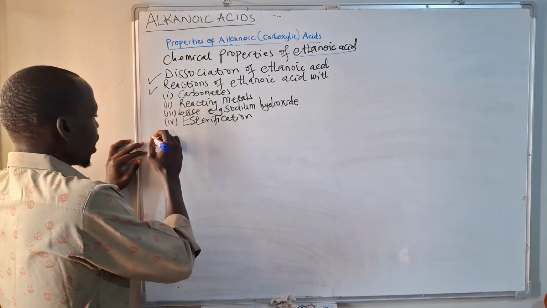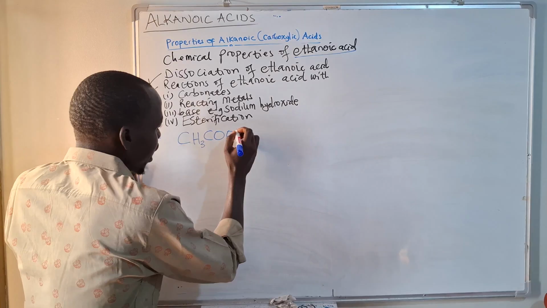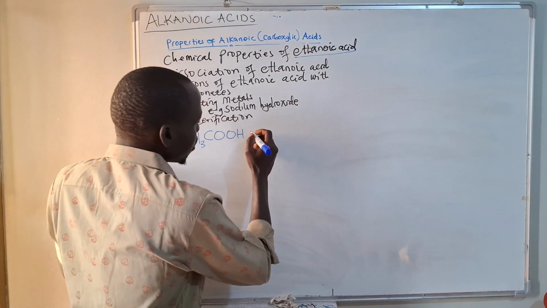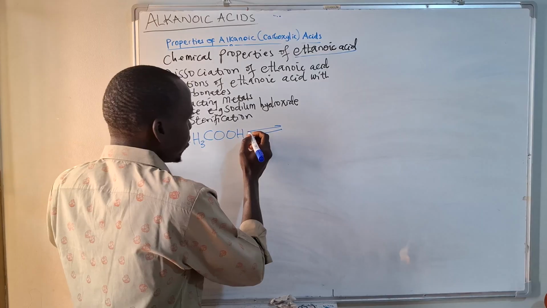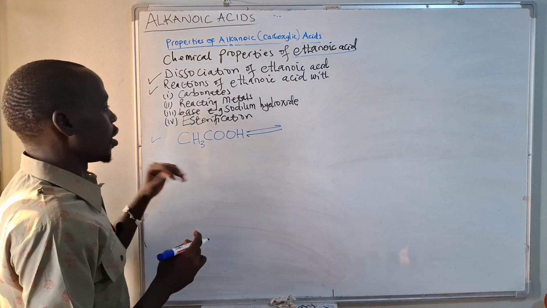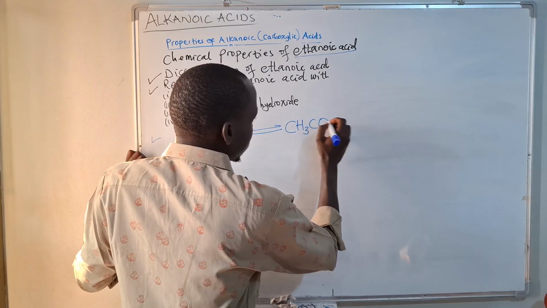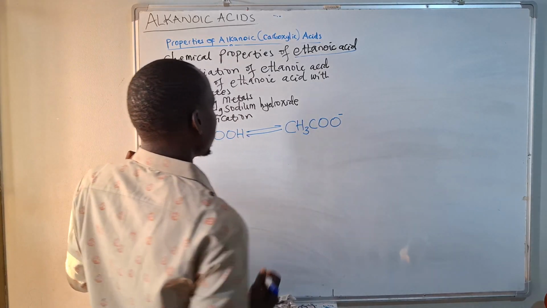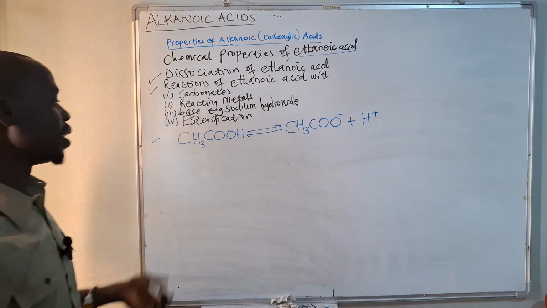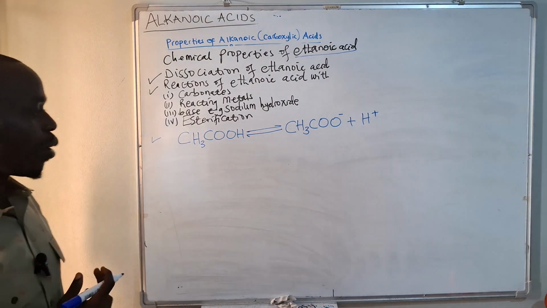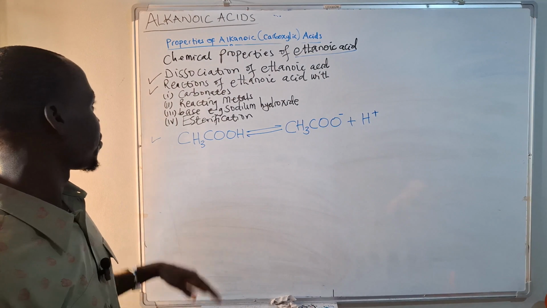So if I have this reaction, I have this ethanoic acid written like that. Then I say this one dissociates partially in water. These arrows must be of the same length, to give us the ethanoate ions plus the hydrogen ions. That means this ethanoic acid is a weak acid. That's what you will have at the back of your mind.